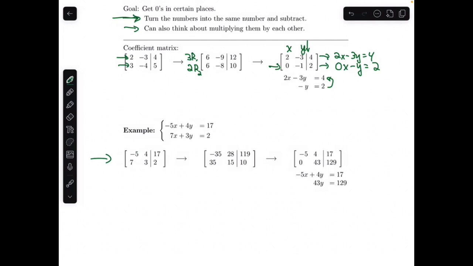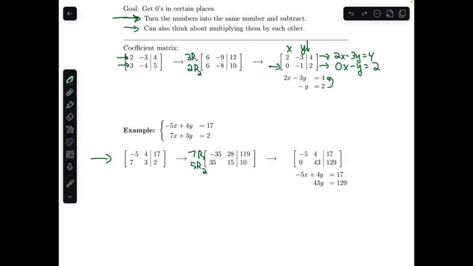So when we take 7 times row 1 and 5 times row 2, we're going to get a 35 and a negative 35. Don't forget to multiply the whole row. So we're going to multiply this whole top row by 7, so we get a 28 and a 119 also. And then you're going to multiply this whole second row by 5, so you're getting 35, 15, 10. So we've got a negative 35 and a positive 35.